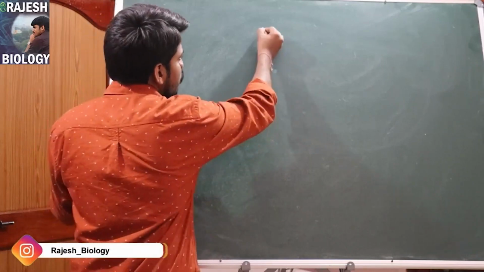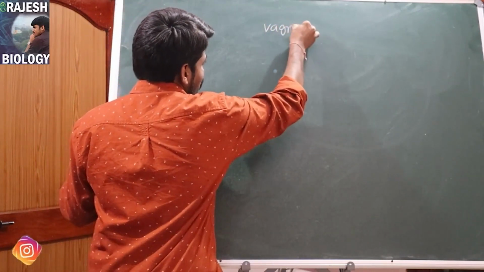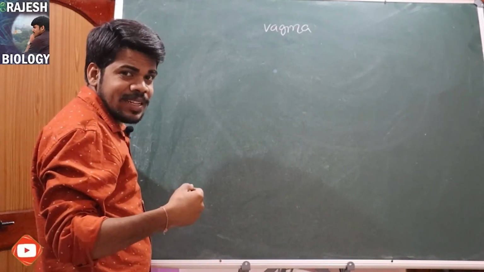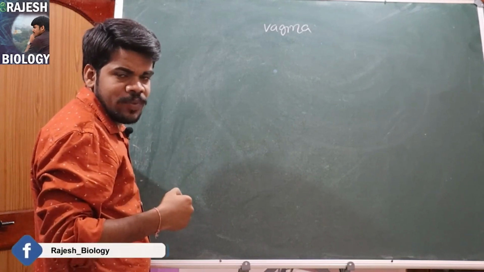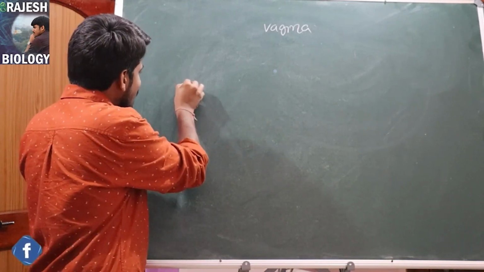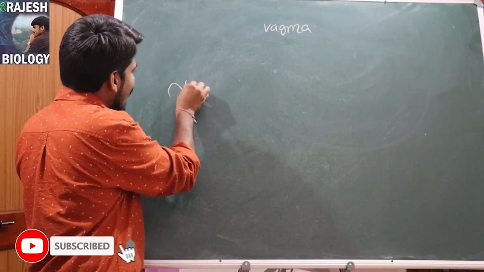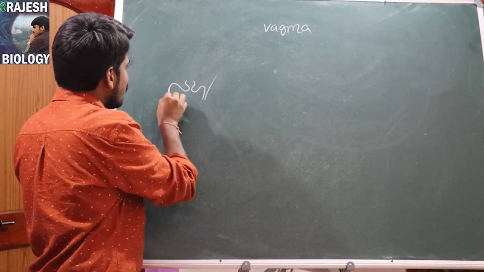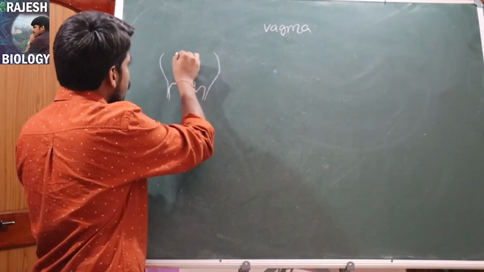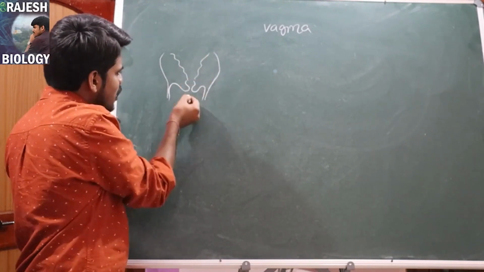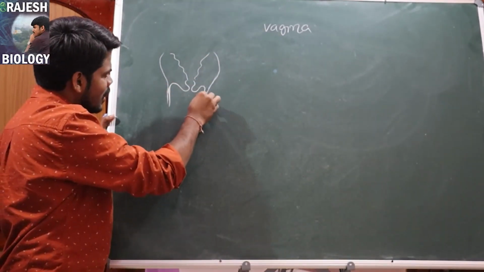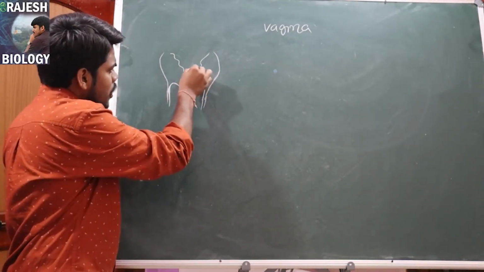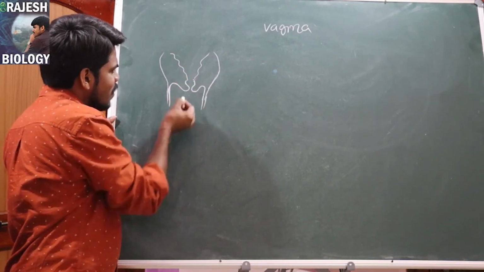In the last class we completed the uterus, right? The uterus has three parts: fundus, corpus, and cervix. The cervix is a narrow canal, and through this cervix the uterus opens into the vagina. The vagina is the next part of the reproductive system.